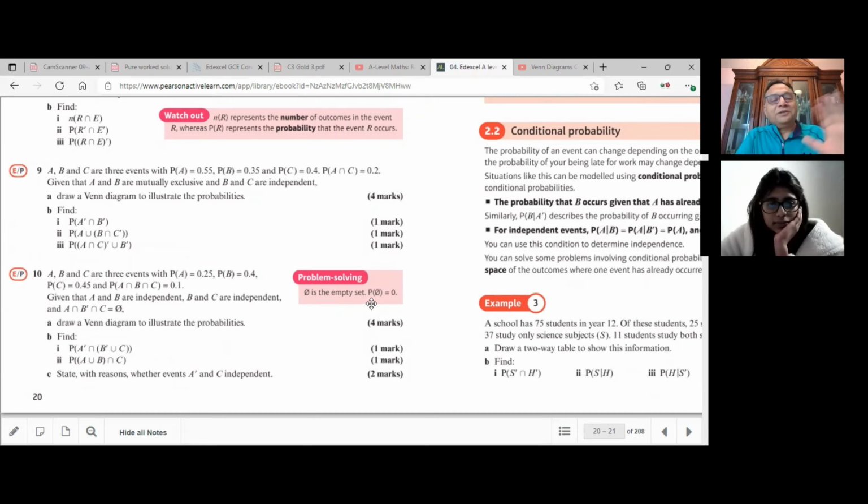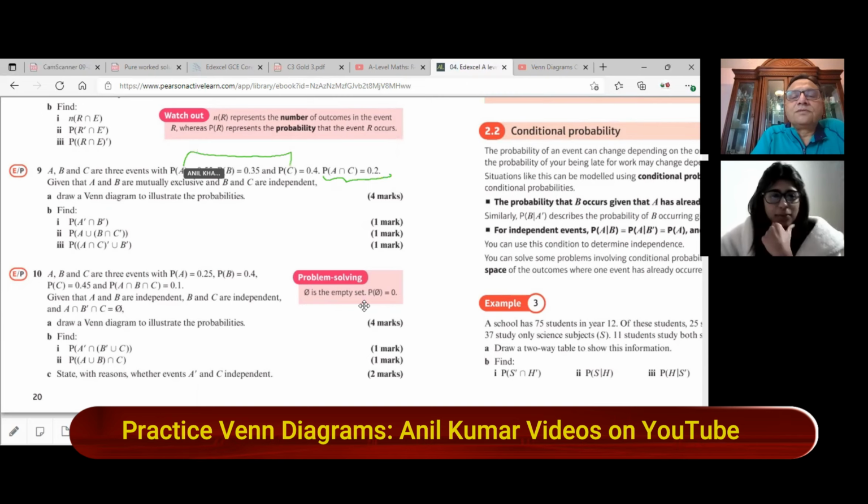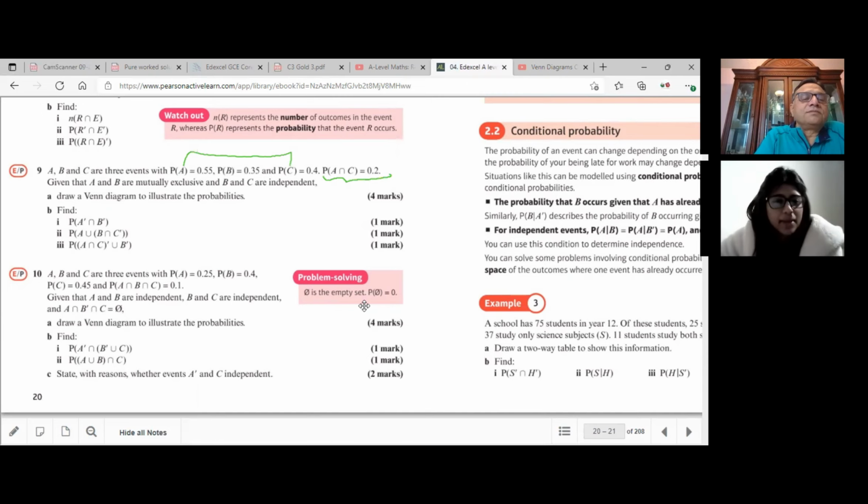We have just done the shading. Now let's try to understand question number 9. Can you please read question number 9? A, B, and C are three events with the probability of A as 0.55, probability of B as 0.35, and probability of C as 0.4, where the probability of A and C is 0.2. Given that A and B are mutually exclusive and B and C are independent, part A, draw a Venn diagram to illustrate the probabilities.